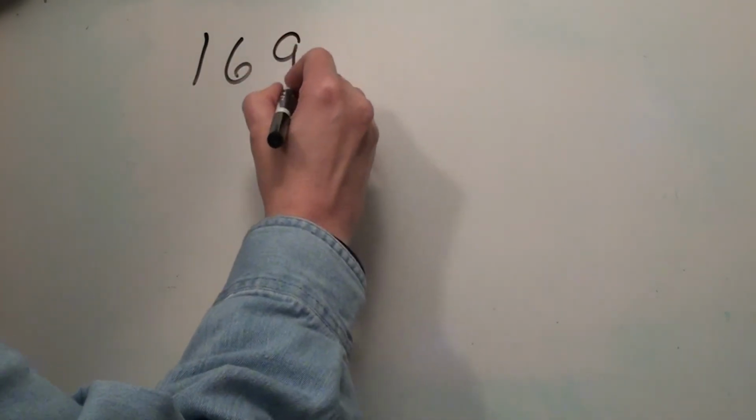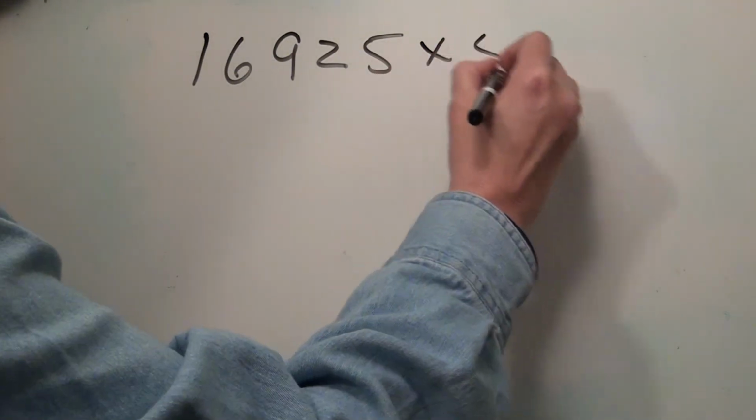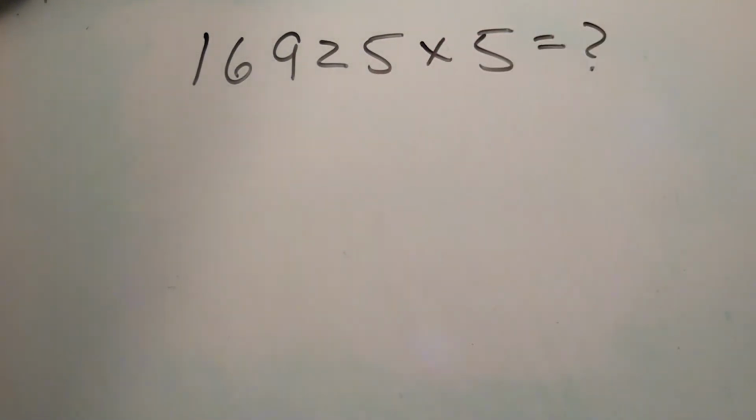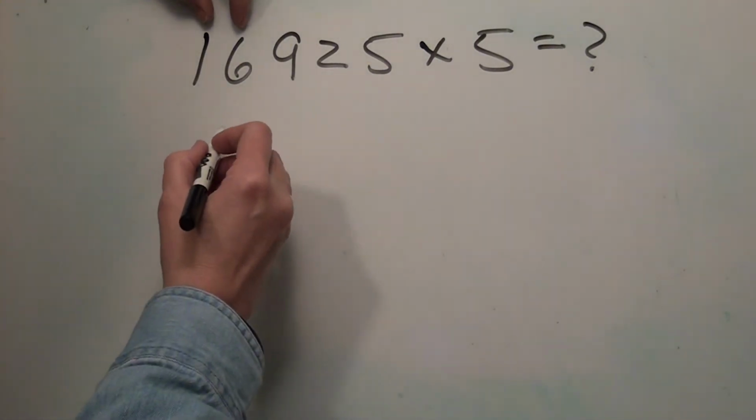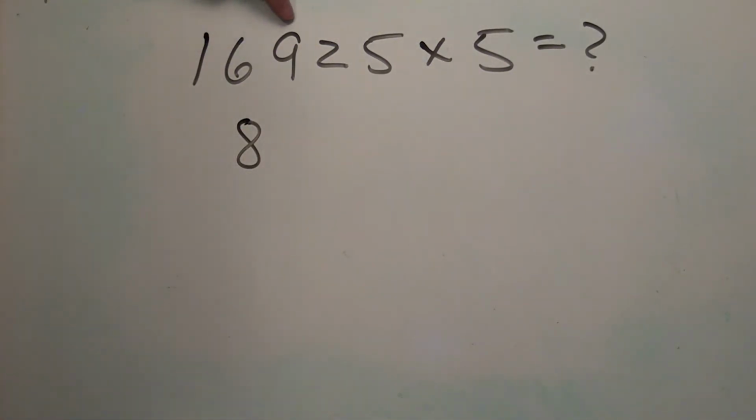So let's take a look at one last example here, and let's pick a fairly big number like 16,925. And let's multiply that by 5. What does that equal to? So again, let's play our trick. I can look at 16. Half of 16 is 8. Now what about the 9 here? Half of 9 is 4.5.